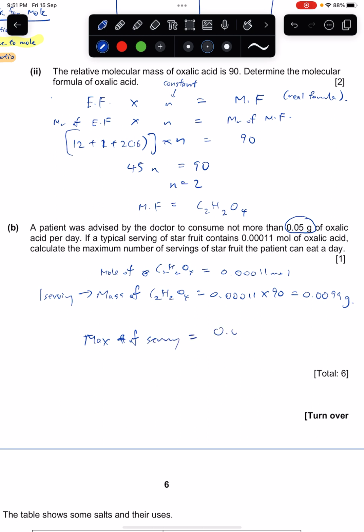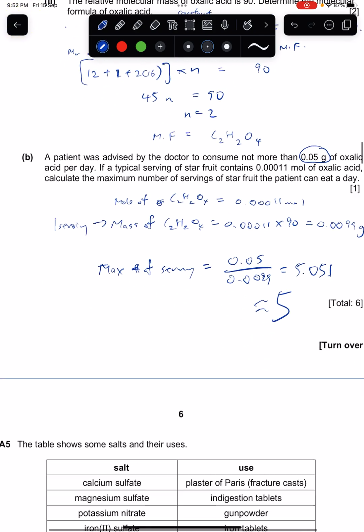So the maximum number of servings is 0.05 divided by 0.0099. I get 5.051. You mean in real life I can eat 0.051 of a serving? No, right? So the maximum is actually just 5 servings. Because if you eat 6 servings, you exceed. 5 servings is safe. So 5 is the maximum. You can't have 0.3 of a serving. That's just weird, right? So the answer is 5.